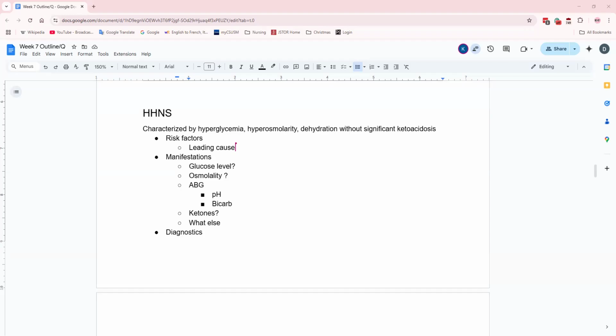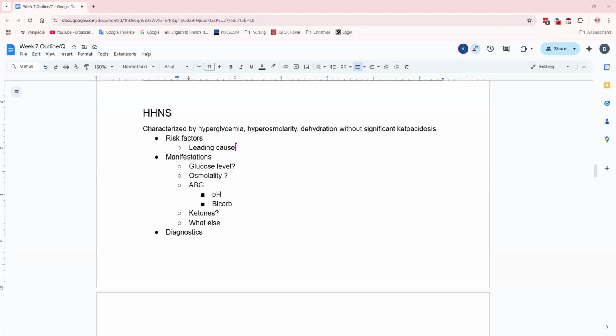Moving into HHNS, it's characterized by hyperglycemia, hyperosmolarity, and dehydration without significant ketoacidosis, because we're not transforming fat into energy at this point. What is the leading cause here? Dehydration, glucose greater than 600, bicarb greater than 15. That's perfect. Infection is your leading cause, especially sepsis. Sepsis does everything wrong.